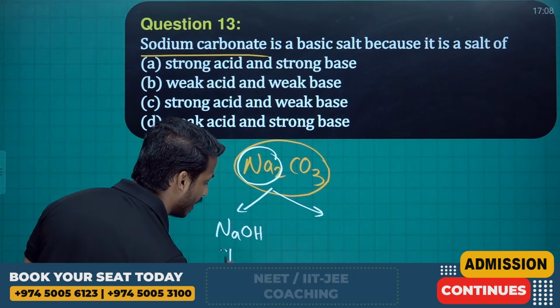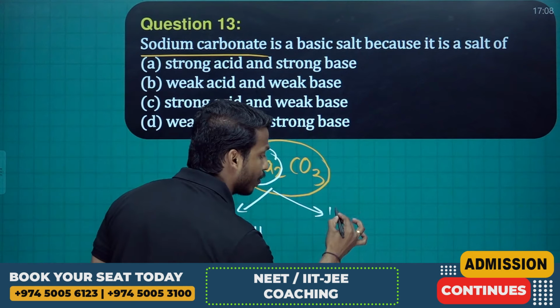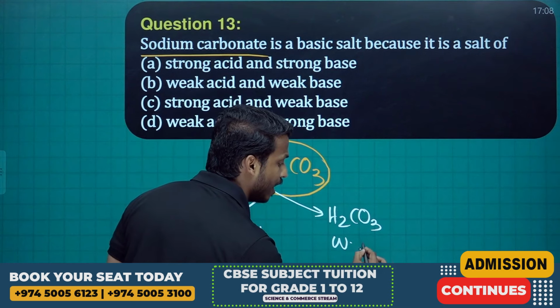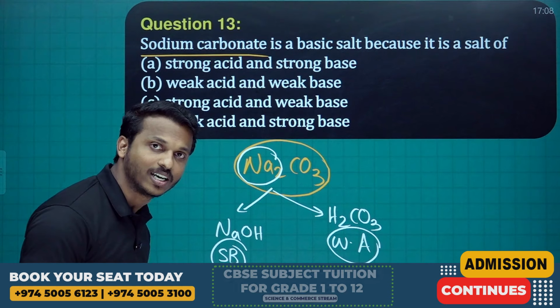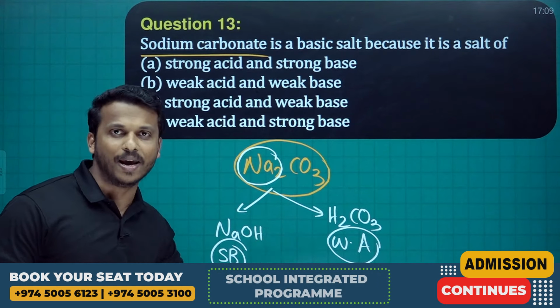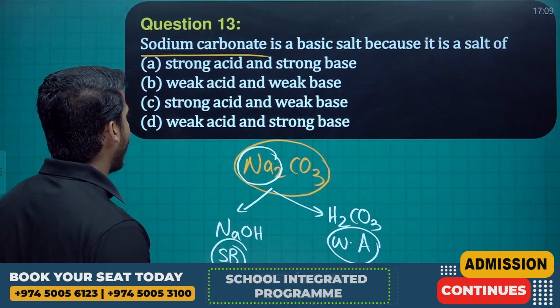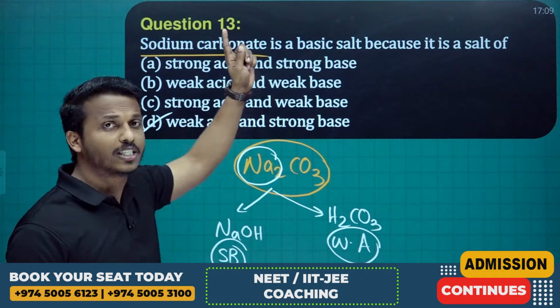You know, sodium hydroxide is a strong base, whereas carbonate is derived from the acid H2CO3, carbonic acid, which is a weak acid. A strong base combined with a weak acid will overall give you a basic salt. So, strong base and a weak acid, yes, option D. So, sodium carbonate is basic.